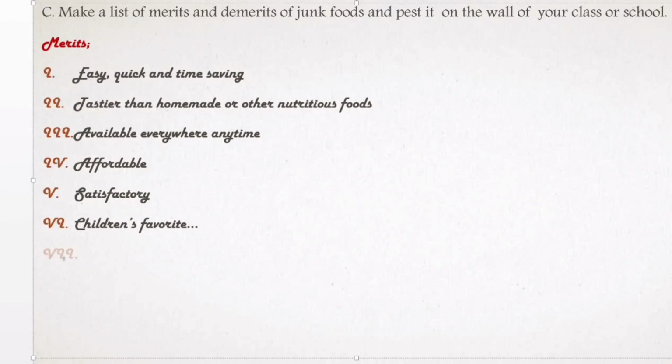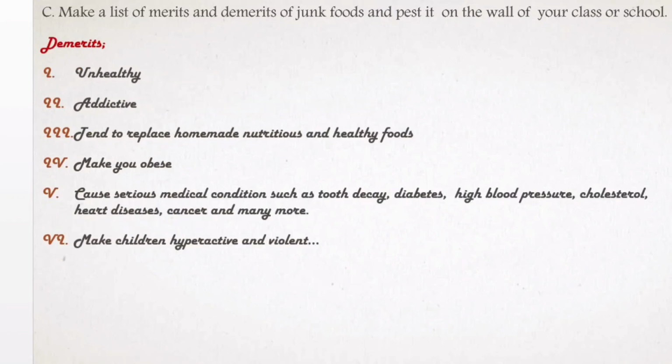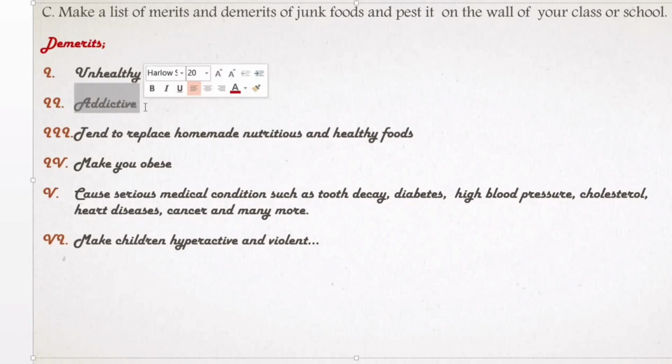Now let me give you the demerits or disadvantages. First demerit is unhealthy. Junk foods are unhealthy. They are harmful to your health. Second one, addictive, like habit forming. When you eat junk foods, it becomes your habit to eat it on a daily basis. You do not like homemade or nutritious food. You just want these junk foods more and more. So this is another disadvantage or demerit.